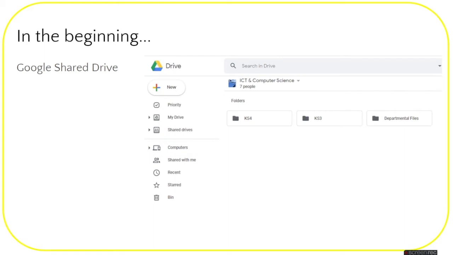We have created Google shared drives, one to share resources within our department, others to share with other departments across the school, and then further drives to share with local schools.